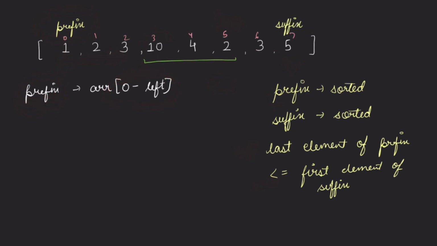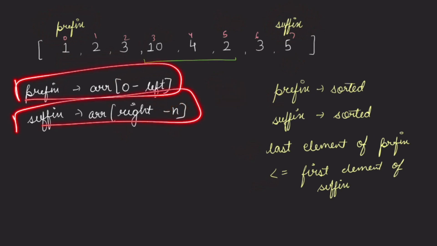And what will be the suffix? My suffix will be from some index right till the end. I don't know from which index my suffix is going to start, that is why I am denoting it with right, and it will go till the last element in my array, which you can consider as n minus 1. So this will be my prefix and this will be my suffix.